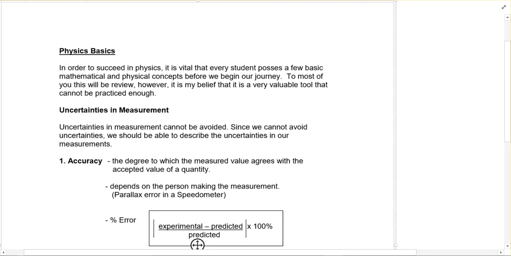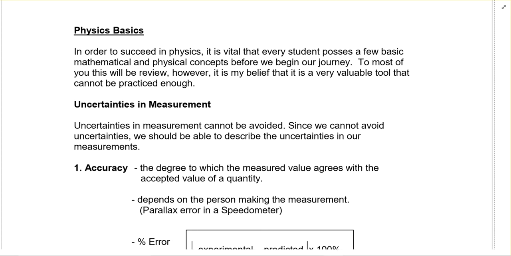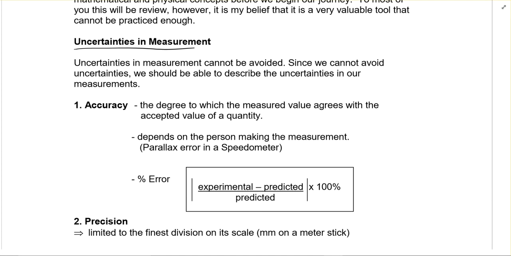Some of this stuff are things that you've done already. Some of it you've maybe never seen before. The first thing is uncertainties of measurement. You might have never seen this before. Maybe you did. If you have, that's great. So first thing, we've got 2 different types here. We've got something called accuracy in physics, and we've got precision.